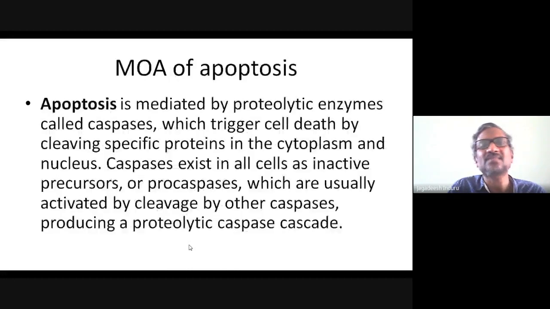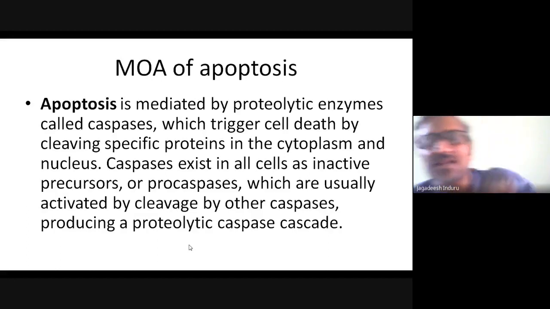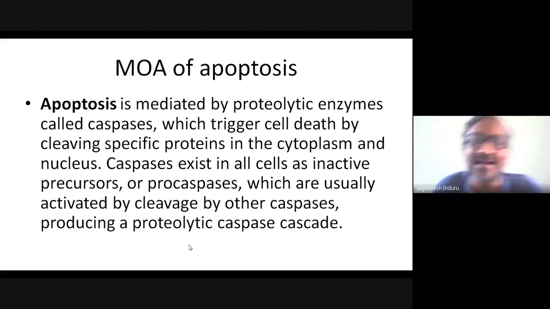What is the mechanism of apoptosis? Apoptosis is mediated by the proteolytic enzymes called caspases. Previously, we have seen the caspases are named 1, 2, 3 like that, which trigger the cell death by cleaving specific proteins in the cytoplasm and the nucleus. These caspases exist in all the cells, but they are inactive. They are inactive precursors, just like prodrugs, and they will not act. They are the procaspases. They will be existing, but they won't work. They will work only after a particular period of time, when they get a chemical trigger.